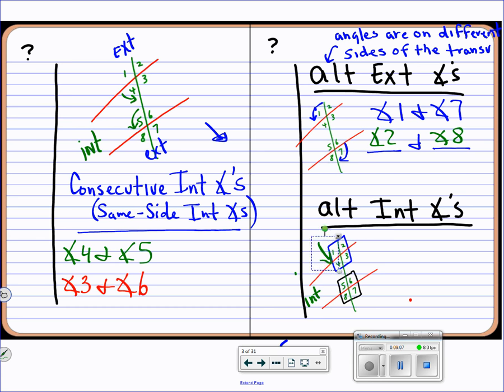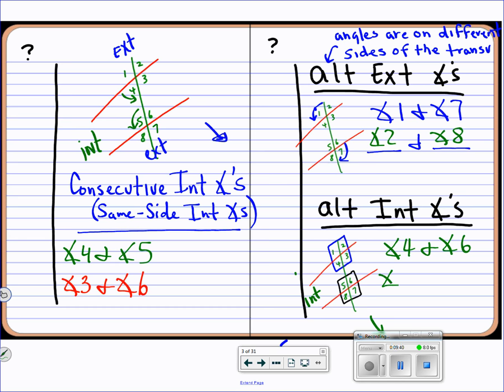Now, if you ask me, angle 4 and angle 6 fits in that category of interior angles where one's on one side, one's on the other. See if you can come up with the other pair of alternate interior angles. Seriously, put me on pause, do yourself a favor, and just think through this for a few minutes, a few seconds, whatever it takes to figure out what is the other pair of alternate interior angles.